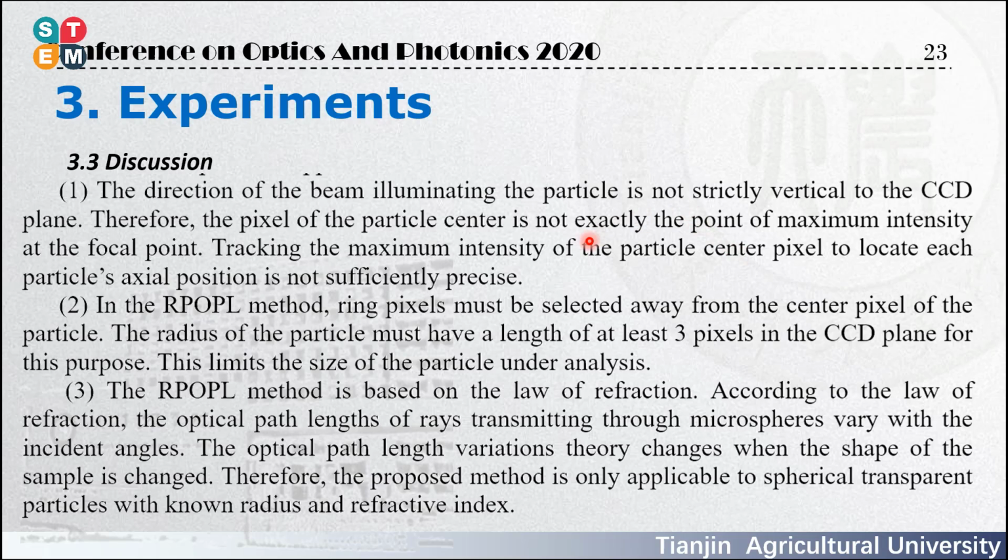Then we come to a discussion. From the experiments, we know that tracking the maximum intensity of the particle's center pixel to locate each particle's axial position is not sufficiently precise. And the radius of the particle must have a length of at least 3 pixels. This limits the size of the particle under analysis. And the third one, the proposed method is only applicable to spherical transparent particles with known radius and refractive index. Because the theory is based on the law of refraction and simulation.